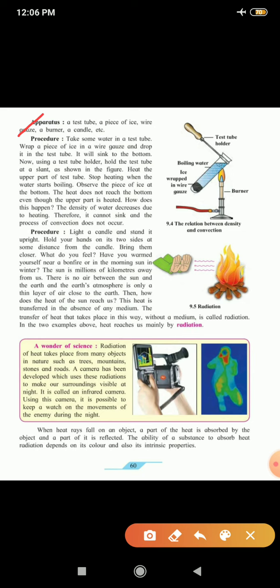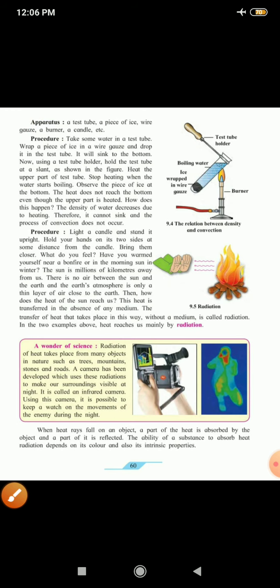This heat is transferred in the absence of a medium. The transfer of heat that takes place in this way without a medium is called radiation. In the two examples above, heat reaches us mainly by radiation. So you can just mark this definition of radiation. The transfer of heat that takes place in this way without a medium is called radiation. Okay, so this is the third method of heat transfer.